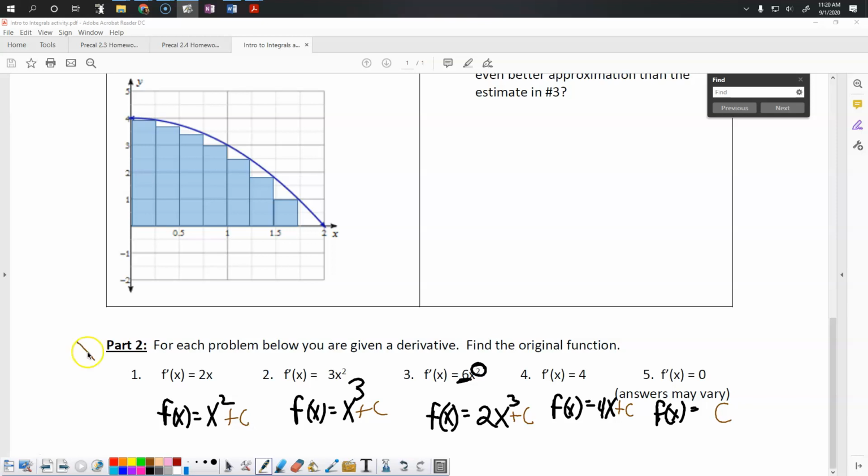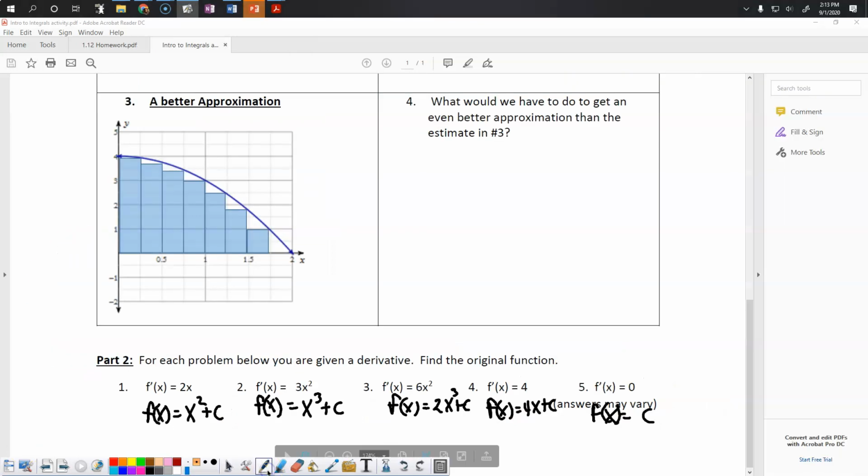Now, why did I do this? Well, believe it or not, part 2 has something to do with part 1. Okay, I'd made a boo-boo, so I had to rewrite these. But so what I was doing was I was showing you guys what part 2 has to do with part 1, right? So here's what it is. Part 1 is all about finding area under the curve. So for instance, let's take this one right here, f prime of x equals 4.